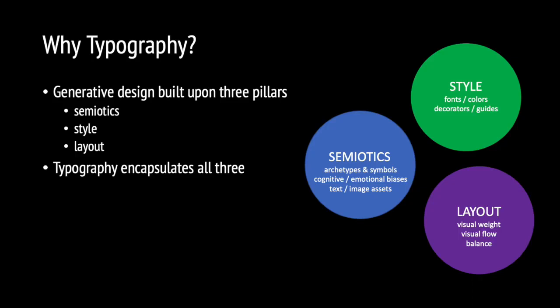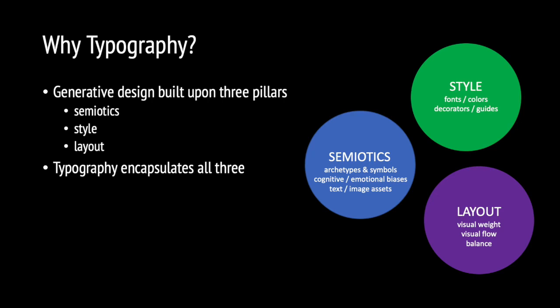If we think about it, all designs are built upon three pillars: semiotics, style, and layout. Semiotics refers to the semantic and emotional impact of the visual elements in a design. That is, many of the elements within a design represent concepts, archetypes, and symbols that elicit an emotional response and convey information. Style refers to the colors, fonts, line shapes, decorators, etc. that provide the look of the design. And finally, layout refers to the arrangement of the visual elements within a design, which controls the design's visual flow.